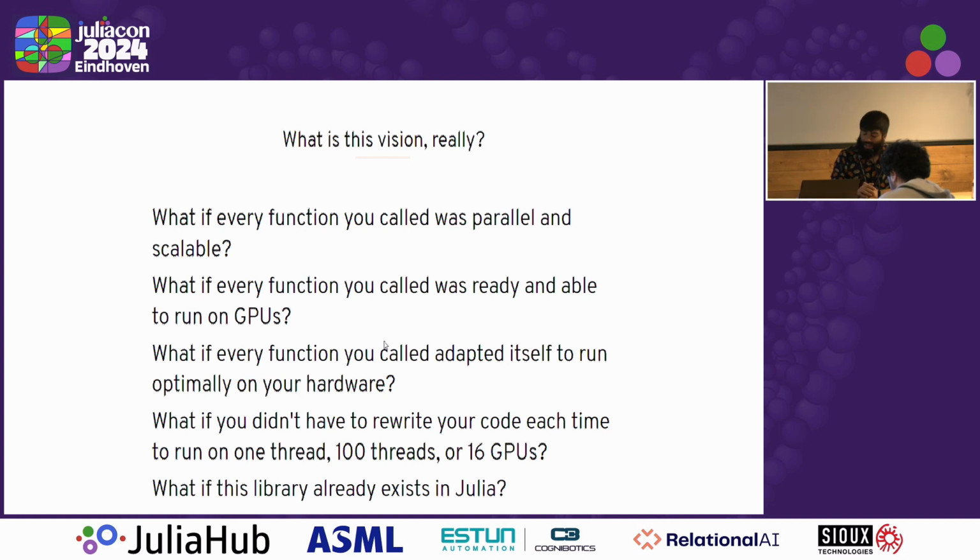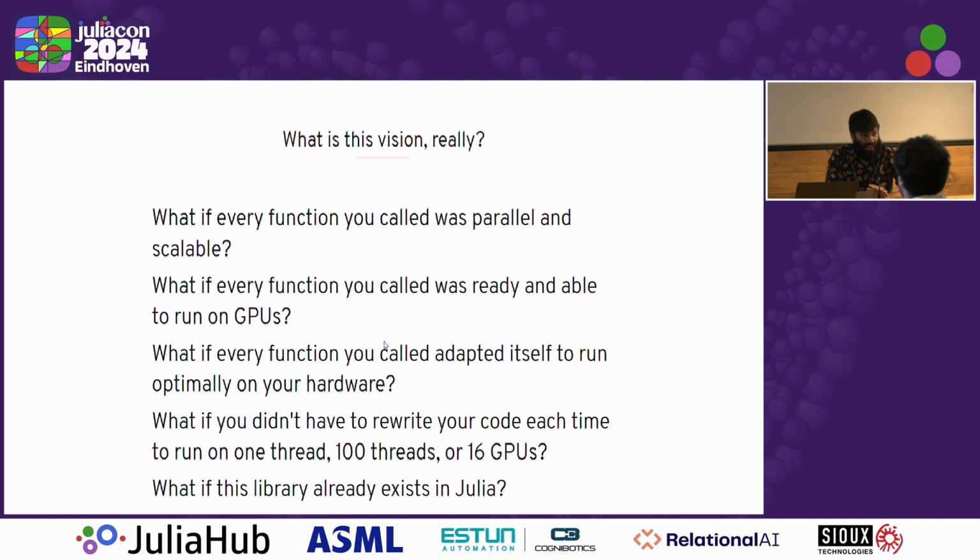So what is this vision? What if every function in Julia you called was parallel and scalable? This is bold, I know. Just go with me. What if every function you called was ready to run on GPUs, any kind of GPU? What if every function you called adapted itself to your hardware? Say it's parallel, scalable beyond just a single device, and it knows the GPUs you have, it knows the CPUs you have, it optimizes itself.